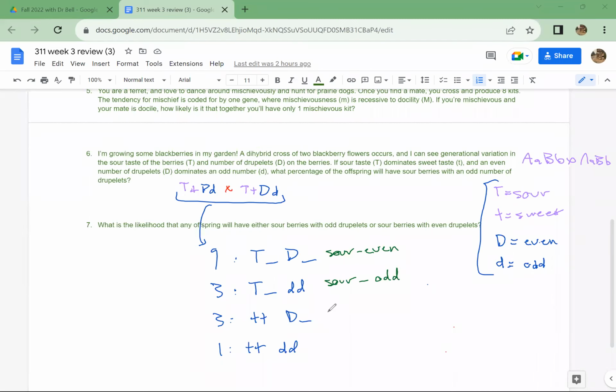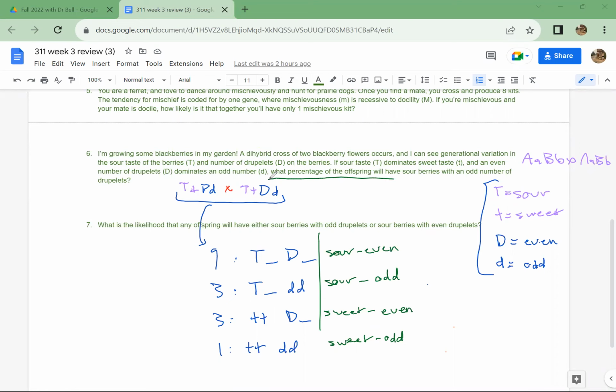And you can make up the rest, I'm sure. Sweet and even. And since we have no dominant alleles at either locus, we see the recessive phenotypes at both loci, sweet and odd. So now we can answer the question, now that we've matched up a specific phenotype to each genotype.